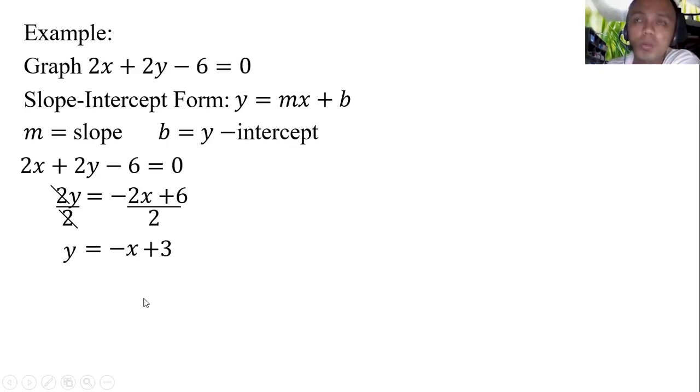Now, what is your slope here? Yung m natin. Eh, sir, walang nakalagay sa tabi ng x. Kasi yung slope natin katabi lagi ng x, from y equal to mx plus b. Eh, walang nakalagay, sir, minus lang. So, kung walang nakalagay na number beside x, ibig sabihin may 1 yun. And kung minus yan, ibig sabihin negative 1 yun. Okay? Then your b here is 3.